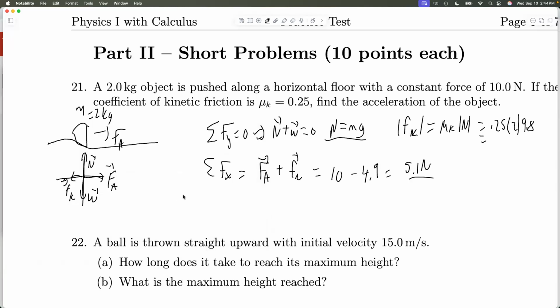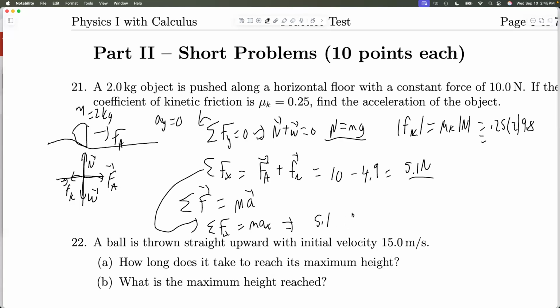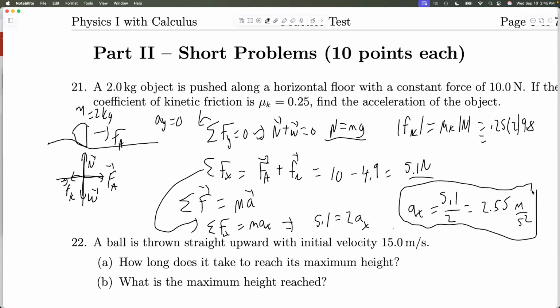That's my net force. F equals ma. The sum of the forces as vectors will be the mass times the acceleration vector. So this implies AY equals 0, or really the other way around. We know AY is 0, so that's how we got this. This one implies the sum of the forces in the x direction is the mass times AX. So 5.1 will be 2AX. So AX will be 5.1 divided by 2. What is that? 2.55 meters per second squared. Okay.